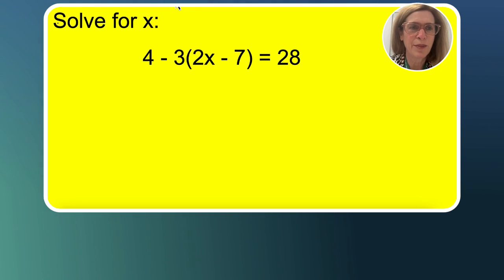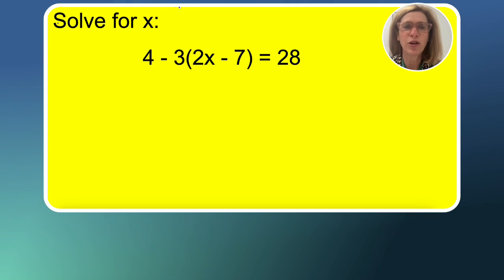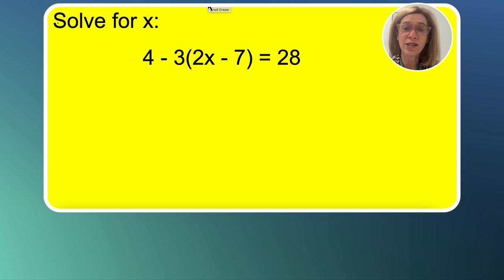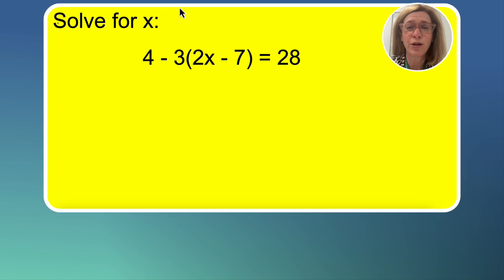Good morning, everyone. Today I'm going to be going over an algebraic equation and how you solve an algebraic equation with variable on one side that includes parentheses to solve for x. I think it's really important for us to recognize that this is an equation, not an expression. An equation is something that has an equal sign in it and we're solving for.